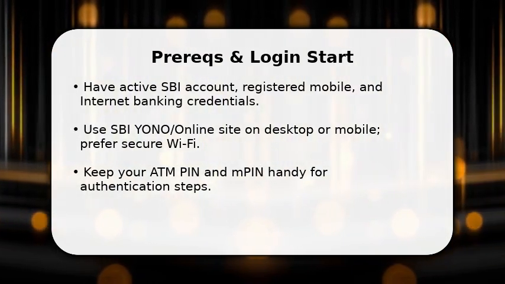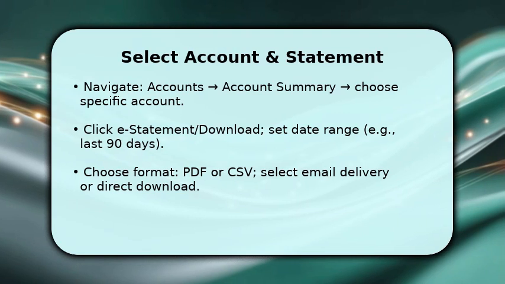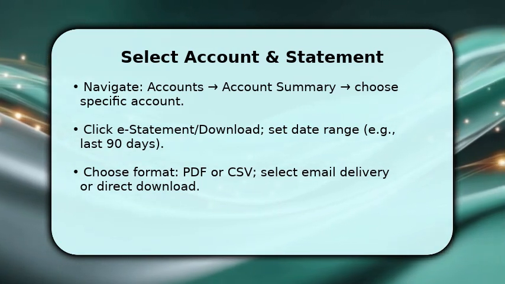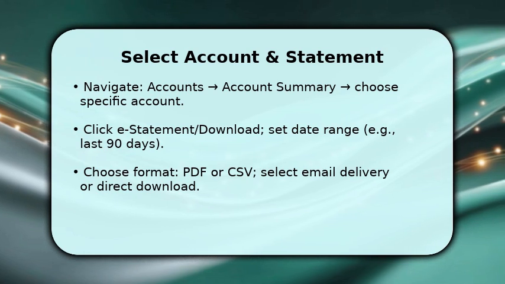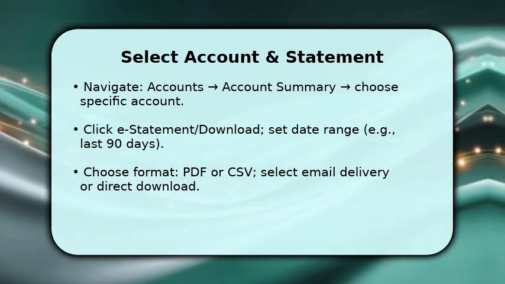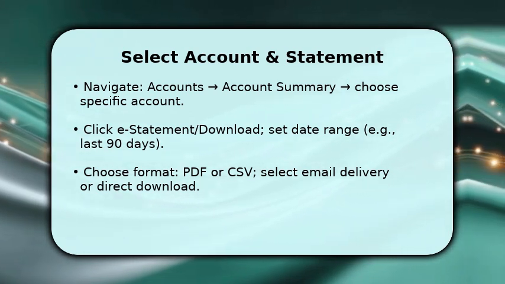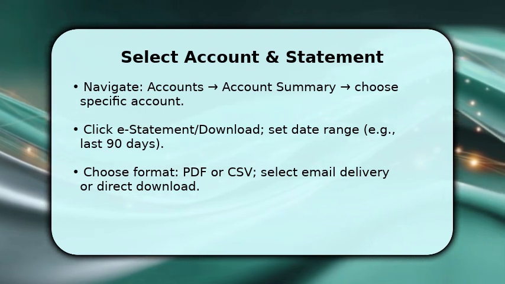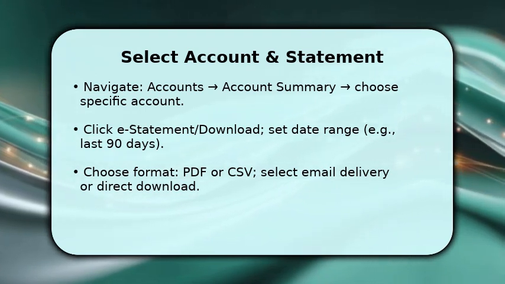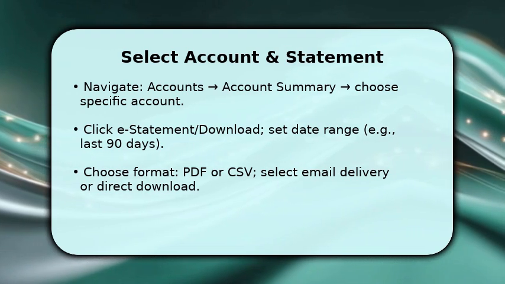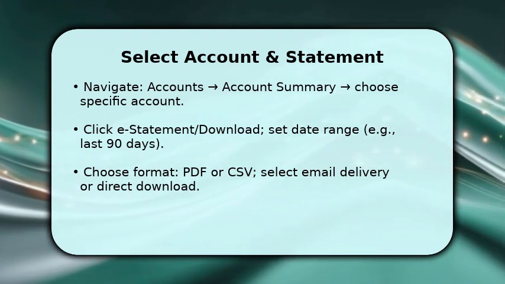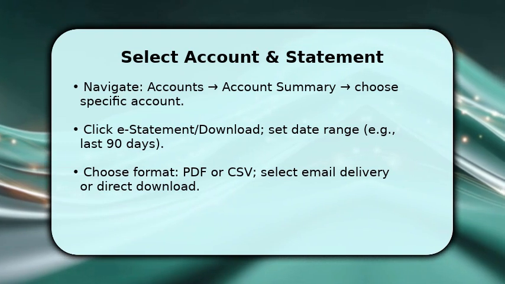Make sure the phone is receiving the OTP. Once logged in, go straight to Accounts and open Account Summary. Pick the exact savings or salary account you need. Then select e-statement or download statement and set the date range. Short ranges load faster and reduce errors. Choose PDF for official use or CSV for spreadsheets, and pick either download now or send to your registered email.